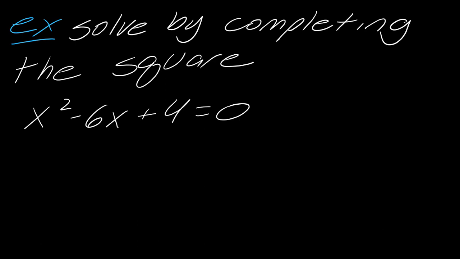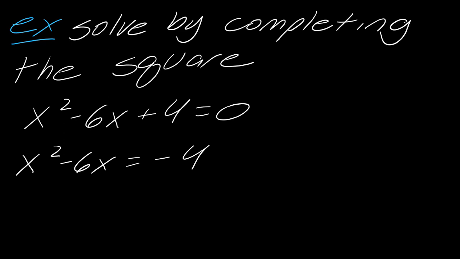Okay, so I've got this quadratic, and I just want to review how to solve by completing the square. So I've got x squared minus 6x plus 4 equals 0. Now there's a couple different ways that you can do this. The way that I tend to do this is I usually like to have the variables on one side and then the numbers on another. But you could do this in a lot of different ways. So I will just run with it like I usually do it.